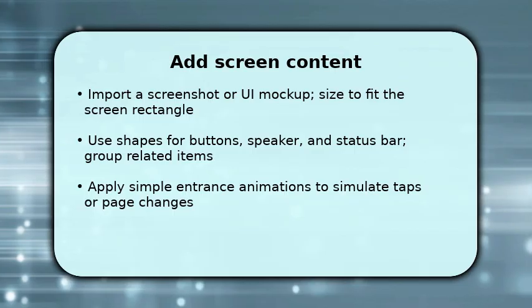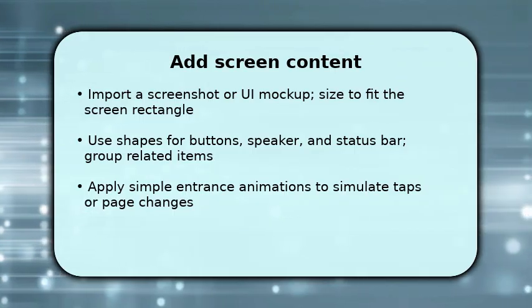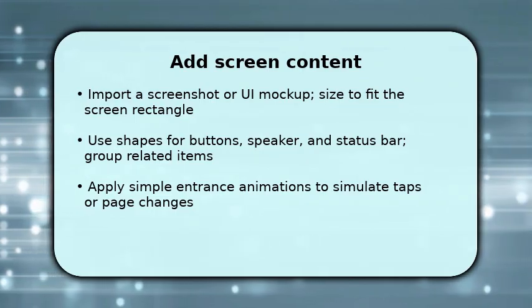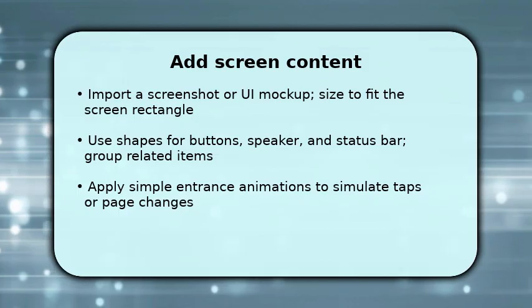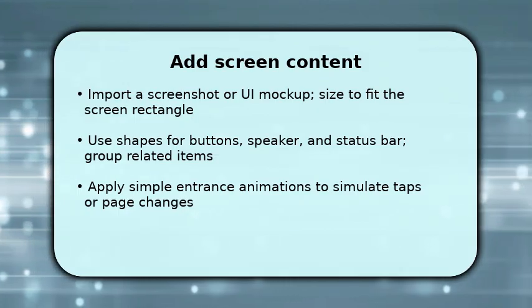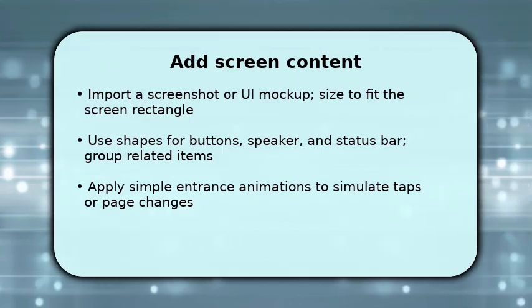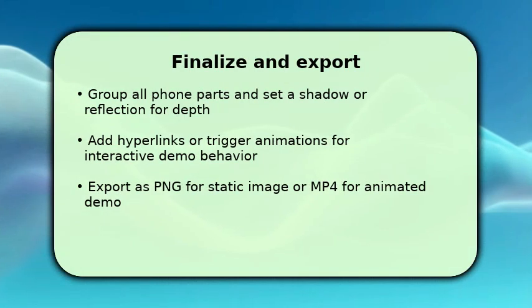group them by function. Once grouped, add subtle entrance or appear animations to simulate taps and screen transitions. Make sure timing is consistent, and that animations are triggered automatically or by click, depending on how you'll present. Finish by grouping every element so the phone moves as one object when you animate or export.